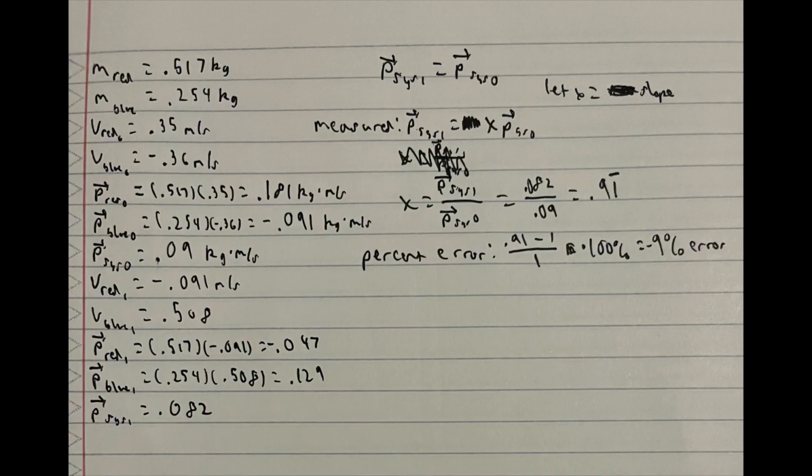As you can see, the mass of the red car is just over double that of the blue car. Further, the velocities of each car are nearly identical in magnitude, just opposite in direction. Using momentum equals mass times velocity and adding the initial momentum of each car, we can find the initial momentum of the system to be 0.09 kilogram meters per second.